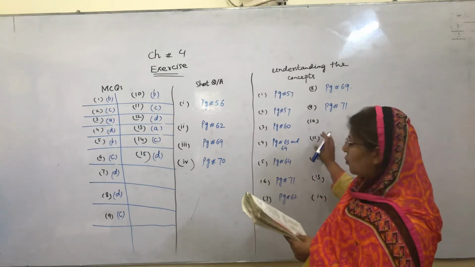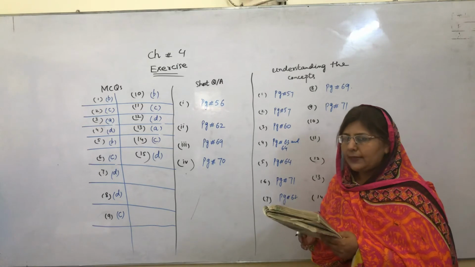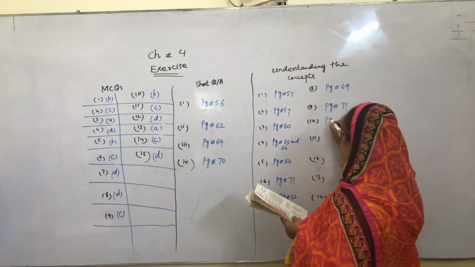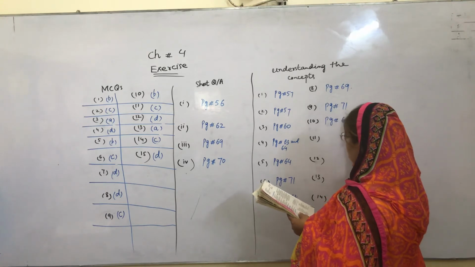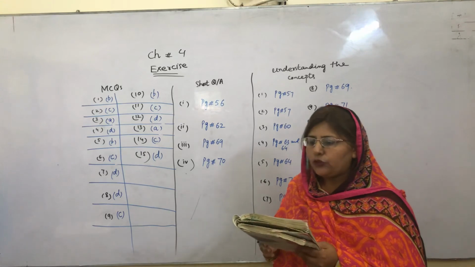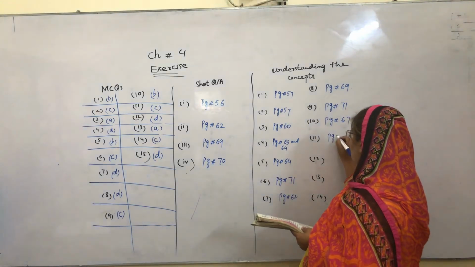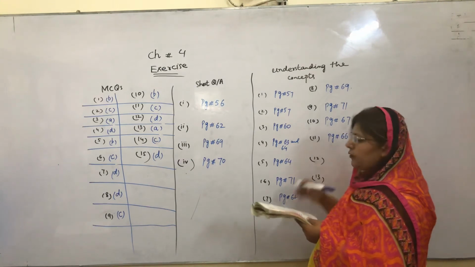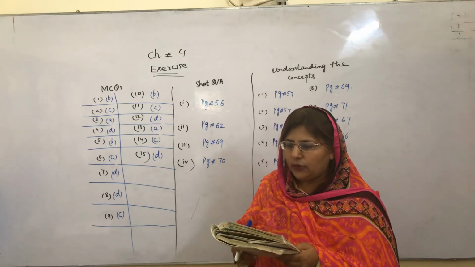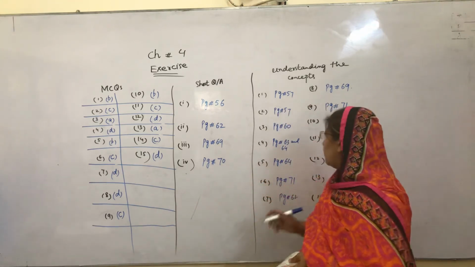Then there is question number 10. State the relationship between cell function and cell structure. Its answer you can find on page number 67. Then question number 11, describe the difference in prokaryotic and eukaryotic cell. You can find the answer on page number 66, and I hope you have already done it in your registers. Question number 12, explain how surface area to volume ratio limits cell size. Answer is on page number 68.